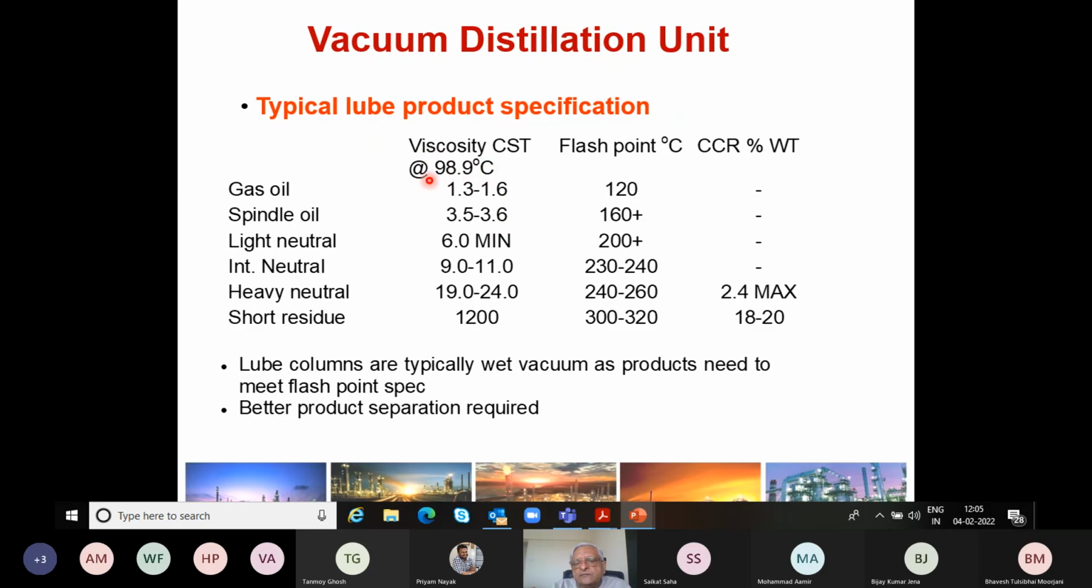You must be wondering why this funny number of 98.9 degrees Celsius. Actually, if you work out the maths, then this 98.9 corresponds to 210 degrees Fahrenheit. And my apologies, because most of the industry is driven by FPS units here, because that is the units used by the US even today. So this is values in centistokes at 210 degrees Fahrenheit. So spindle oil is a pretty light oil.